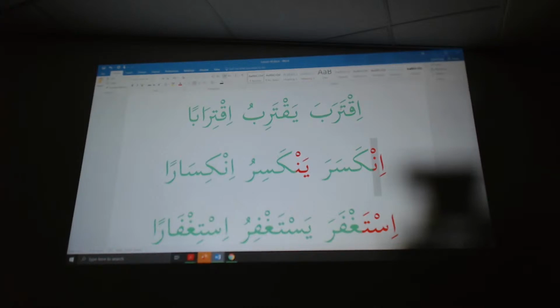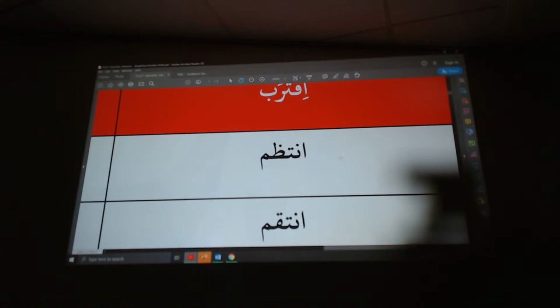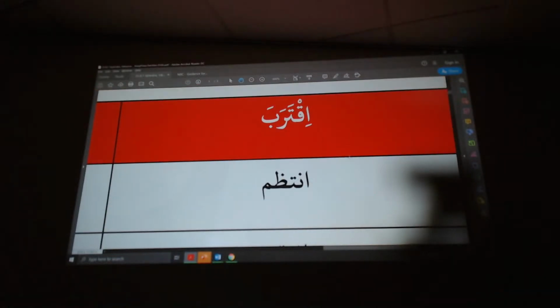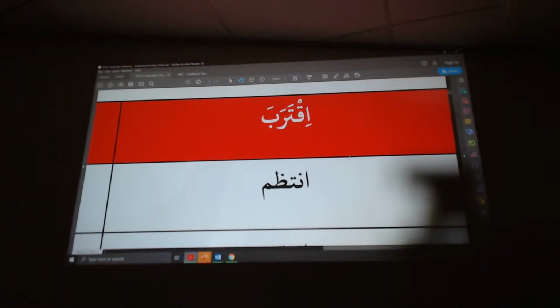So the ta, of course, the ta. No, let me check. It will be the ta. Everybody listen. Fantastic, good question. The question is, how do you tell the difference between the iqtaraba family and the inkasara family? Very simple. The iqtaraba family has an alif and has a ta there. Always that third letter will have a ta.